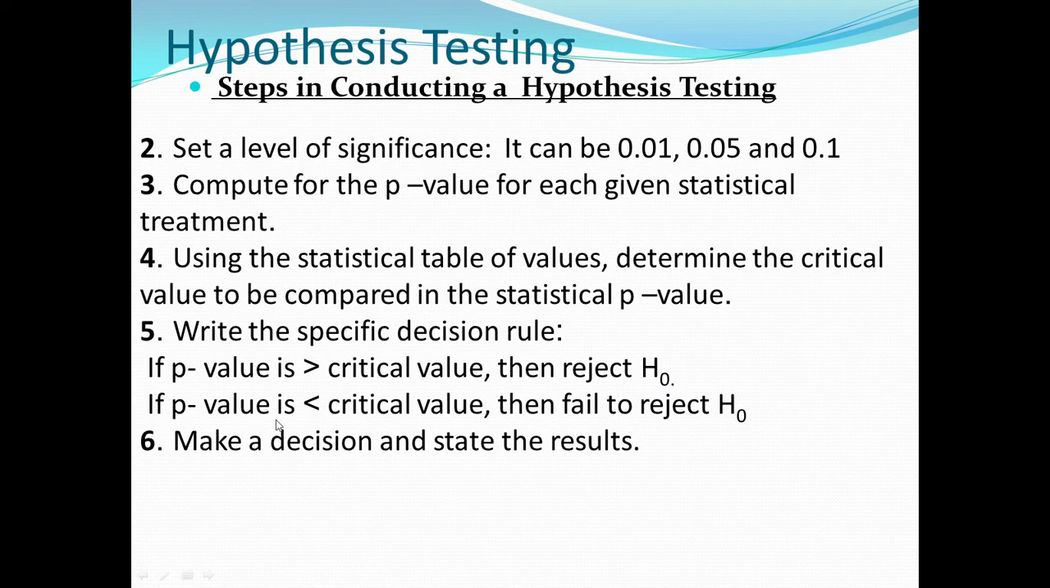If the p-value is less than the critical value, then we fail to reject the null hypothesis. Okay? So huwag tayong malilito dito. Ito yung ating decision rule. So makikita ninyo mamaya yung detailed information about itong mga rules na to. Next, number 6 is make a decision and state the results. Ayan. So, those are the steps in conducting hypothesis testing.